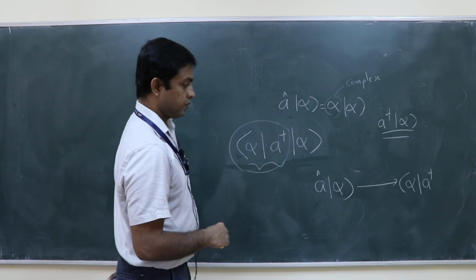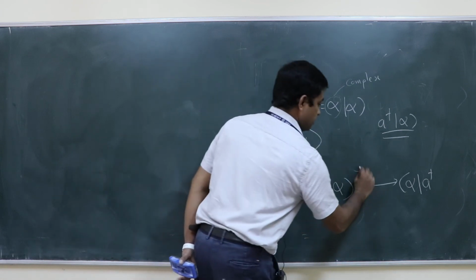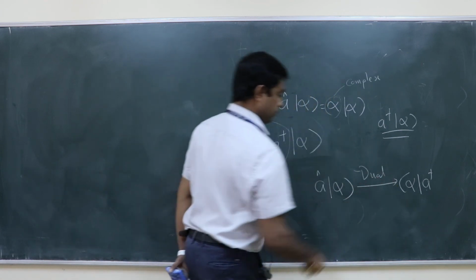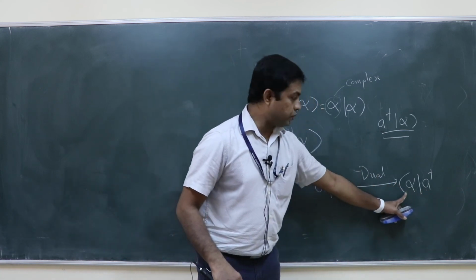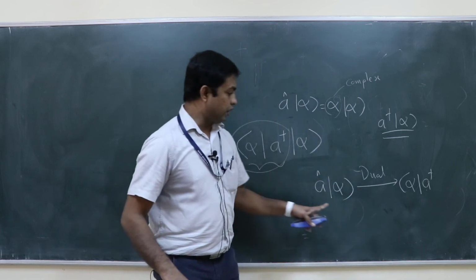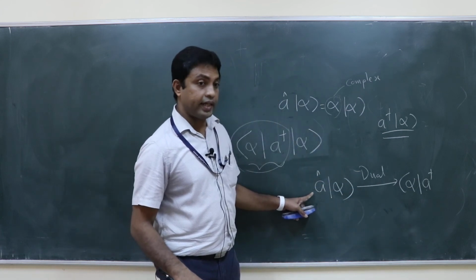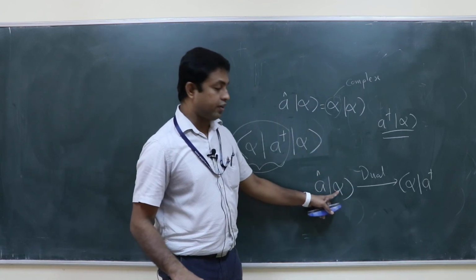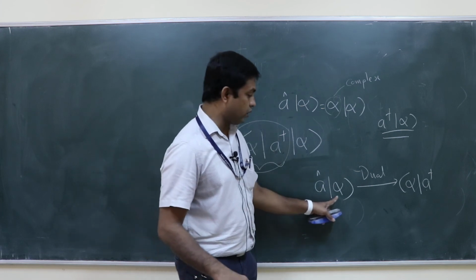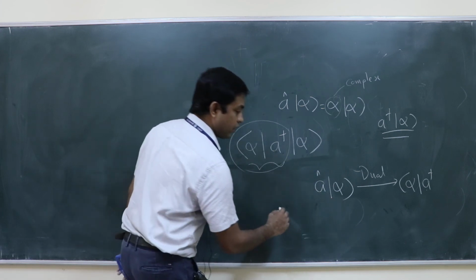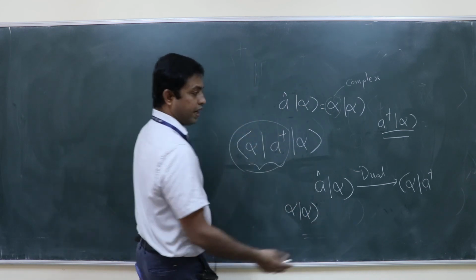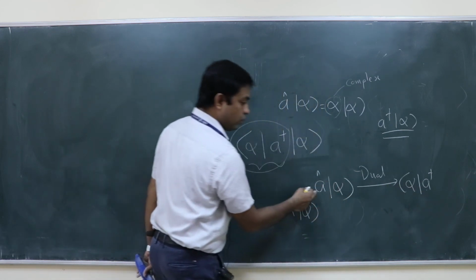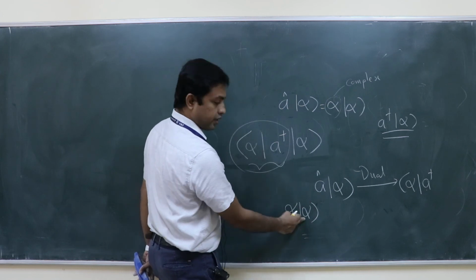So if I want to calculate A dagger on bra alpha, what should I do? I will go to the ket space and see whether that action I can do. A acting on ket alpha, I know the answer. What is A acting on ket alpha? A acting on ket alpha is alpha ket alpha. So A dagger acting on bra alpha in the dual space is alpha ket alpha.